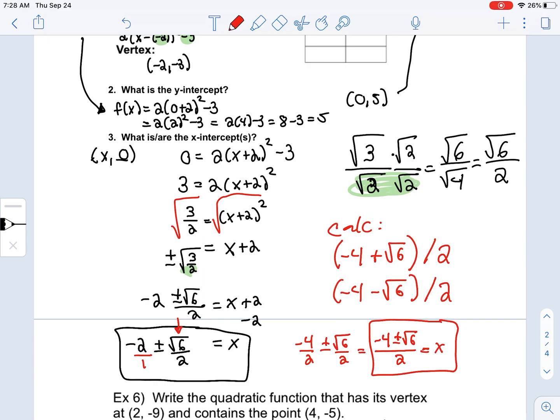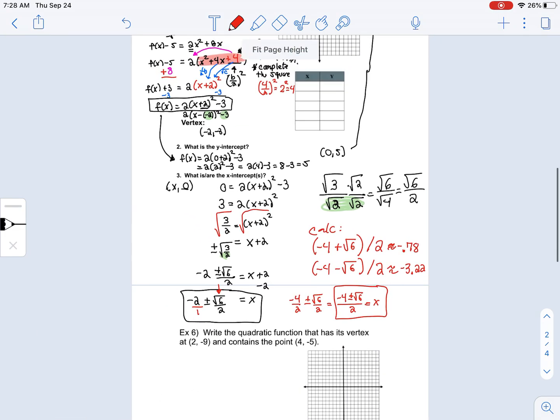So negative 4 plus square root 6. Make sure you're out of the square root before you close your parentheses. And it looks like our first one is approximately negative 0.78. So our next one, negative 4 minus square root 6, divided by 2. And our next one is approximately negative 3.22.